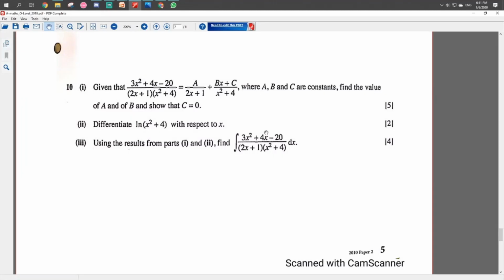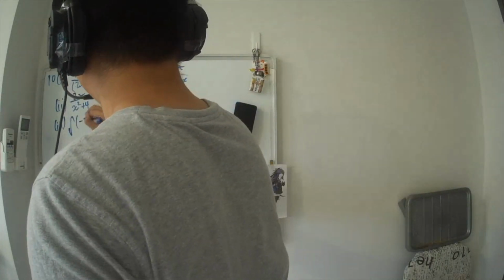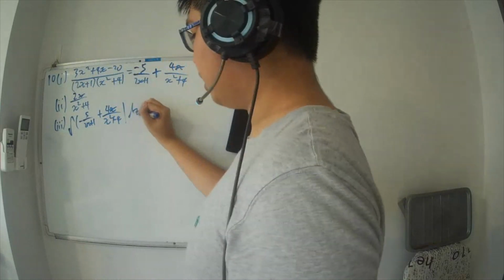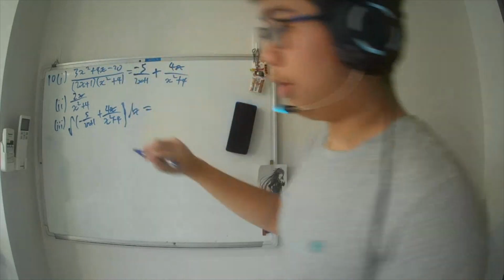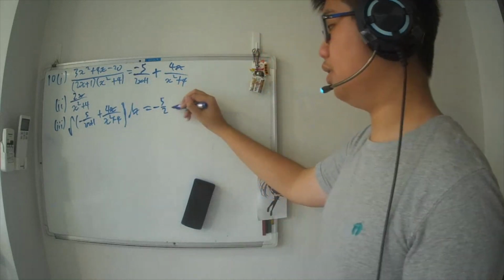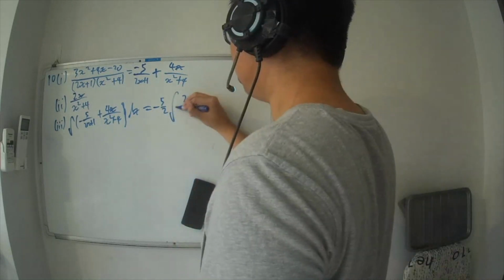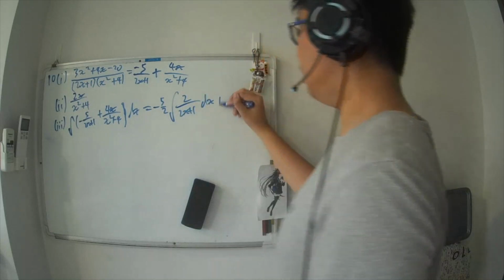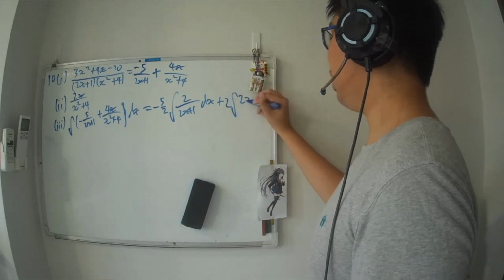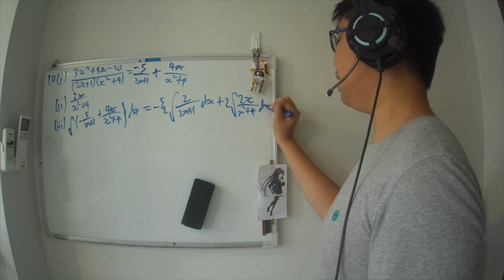Part 3, using results from parts 1 and 2, find the integral of the expression we put into partial fractions earlier. So that will be the integral of minus 5 over 2x plus 1 plus 4x over x squared plus 4 dx, right? So this is how I will split my integral. I'll split it into negative 5 over 2, because we want the integral in the form a over ax plus b to use ln, 2 over 2x plus 1 dx plus, then I want to get into this form, just take out the 2 times the integral of 2x over x squared plus 4 dx, right?